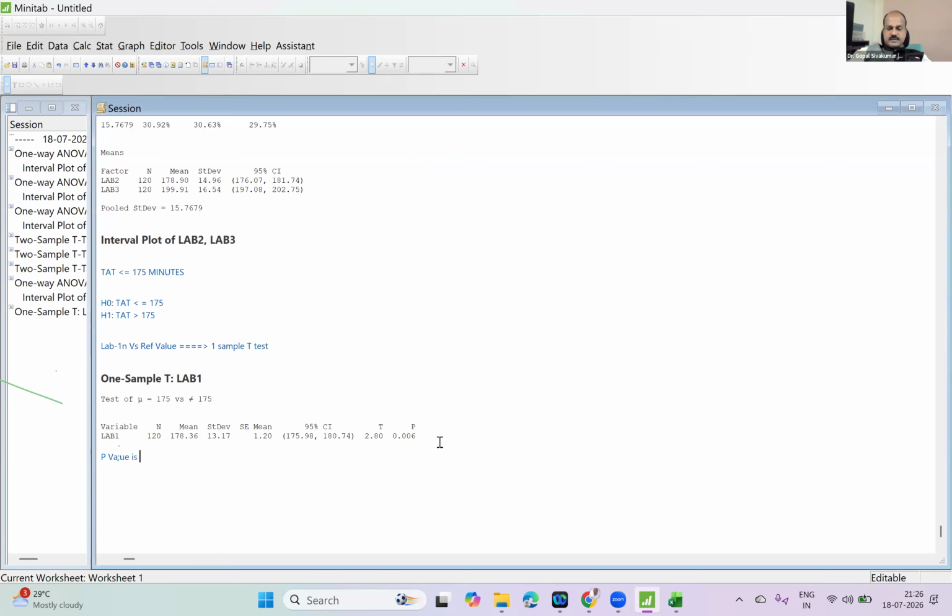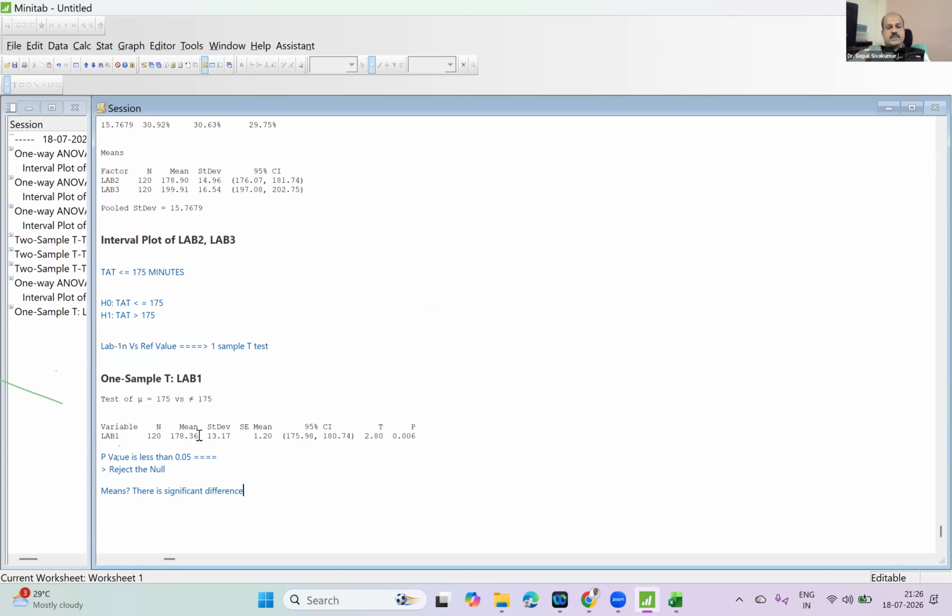P-value is less than 0.05. So we have to reject the null. Reject the null actually means what? It means there is a significant difference between the mean turnaround time and the reference turnaround time.